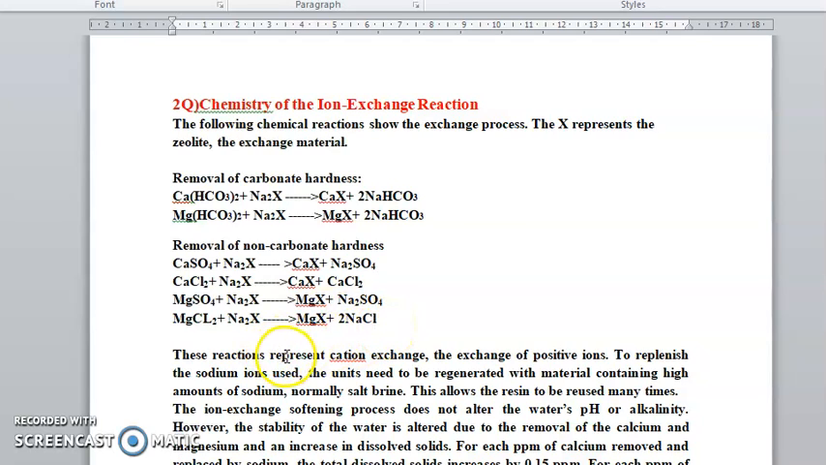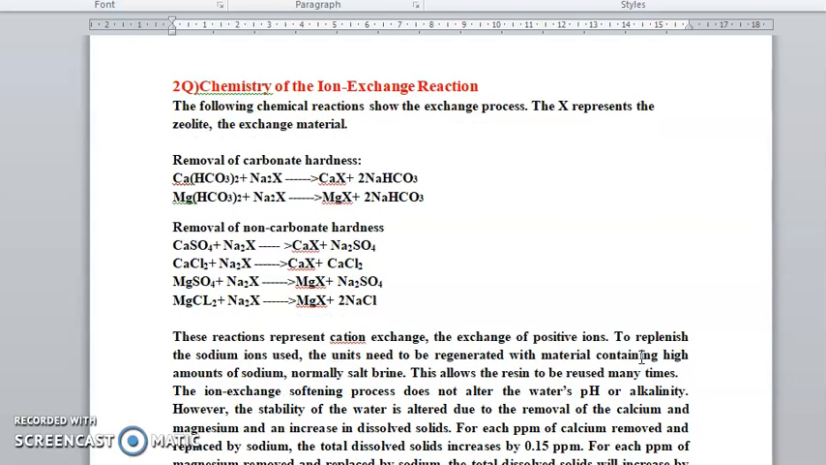The reaction represents cation exchange, the exchange of positive ions. To replace the sodium ion used, the unit is regenerated with a material containing a high amount of sodium, normally salt brine. This allows the resin to be reused many times.